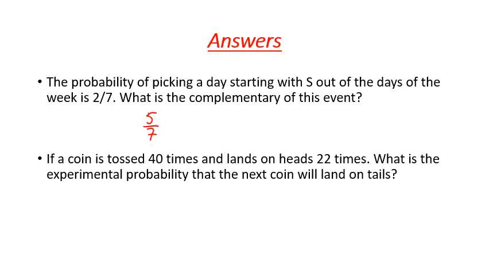If a coin is tossed 40 times and lands on heads 22 times, what is the experimental probability that the next coin will land on tails? Now, if it lands on heads 22 times, then it must land on tails 18 times, assuming that the coin never landed on its side. So therefore, the experimental probability would be 18 over 40. But we can cancel that down, and that becomes 9 over 20. And we can leave it as a fraction of 9 over 20, or we could change it into 0.45 or 45% chance that it will land on tails.